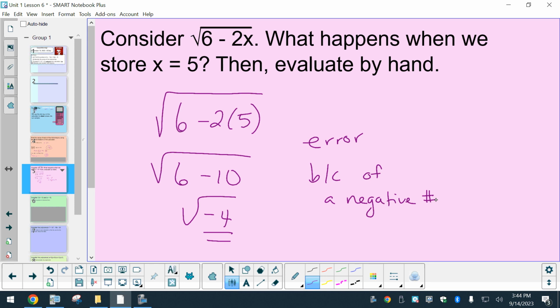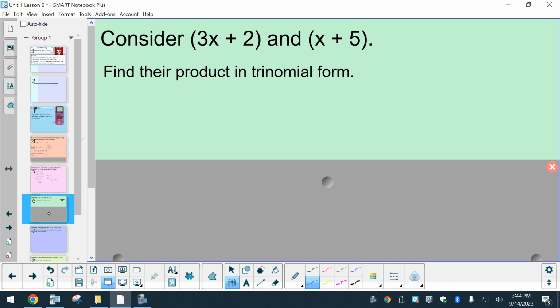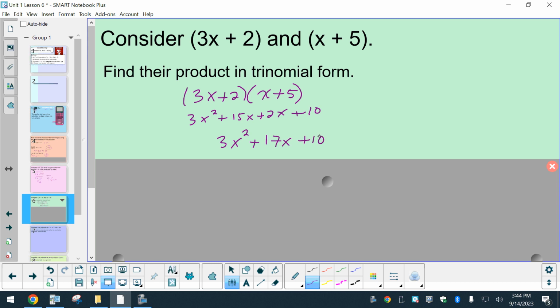Okay. All right, so we're going to do some algebra and do some testing. All right, so we want to first find their product in their trinomial form, okay, which you guys have all been doing. I'll do this quick. I'm going to actually just jump to the answer. Okay. All right, I'll do the work, just so you can see it. I'm going to do double distributive property. And you should get 3x squared plus 17x plus 10.